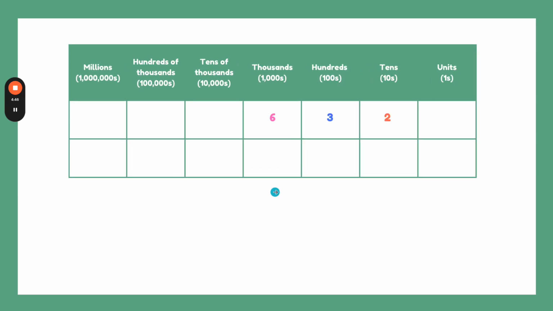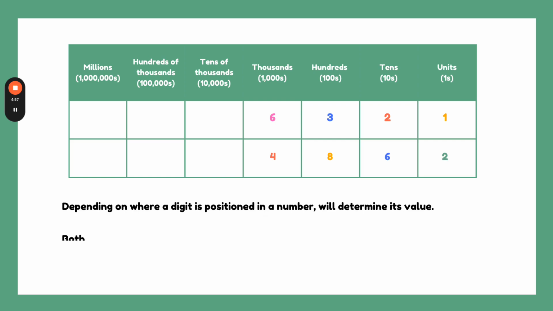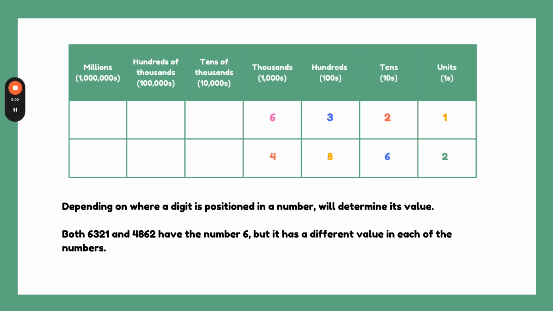Let's look at another example, another 4-digit number. So we have 4,862. If you look at both 4-digit numbers, they each have a number 6. But does that mean the value of the 6 is the same? Well, no, because the 6 is positioned differently in each number. Depending on where a digit is positioned in a number will determine the value of that digit.